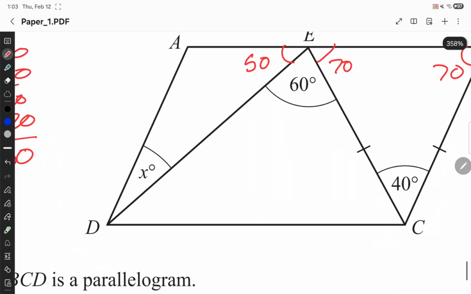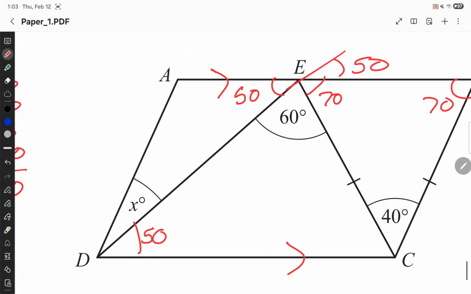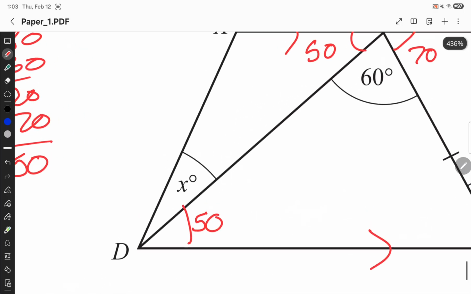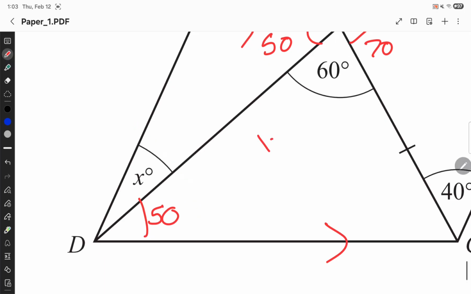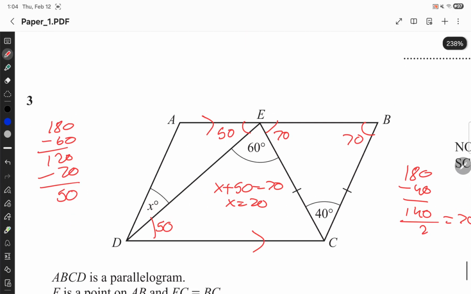If we see carefully, these two are parallel, and if we have read my notes, we can see a Z, so we can say this is 50 also. Why? If we extend, this is 50, vertically opposite, and then we can copy this down here because of corresponding. Next, we need to complete this angle. We know x plus 50 is equal to 70, so x is equal to 20 if we minus 50 on both sides, and that is the answer.